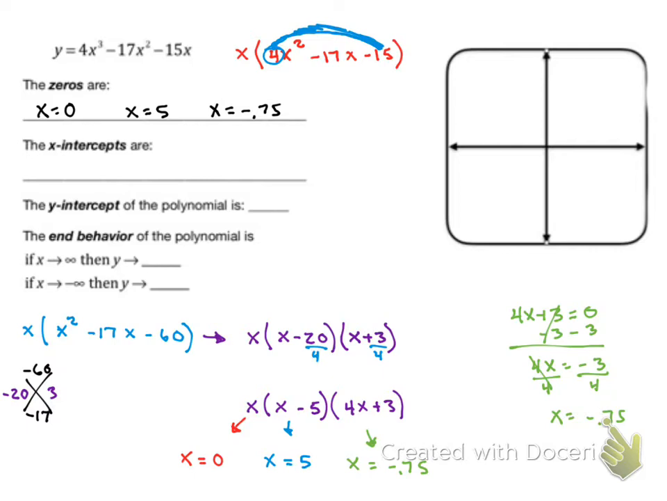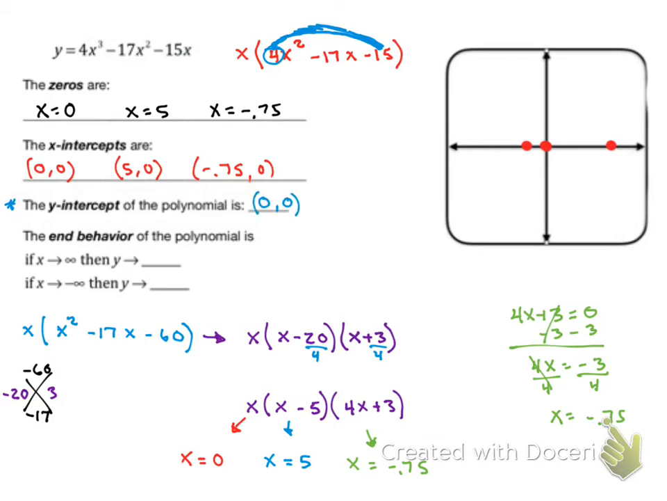So we don't have any multiplicities for any of these, so they shouldn't be bouncing. The x-intercepts will be (0, 0), (5, 0), and (-0.75, 0). So here's (0, 0). I'm going to say this is (5, 0), and then (-0.75, 0). It's pretty close. Now the y-intercept: if we plug in 0 for x, everything's going to 0 out, so it's just (0, 0) for the y-intercept.